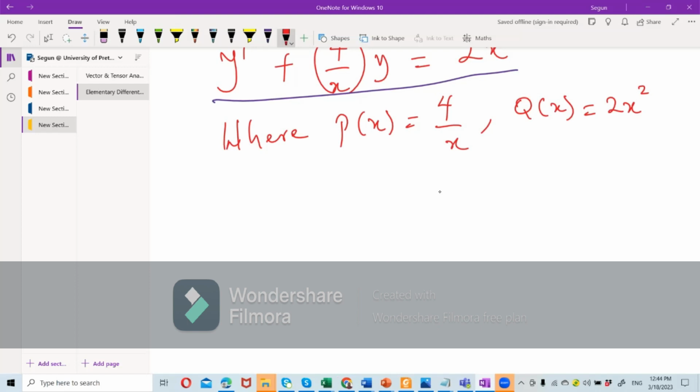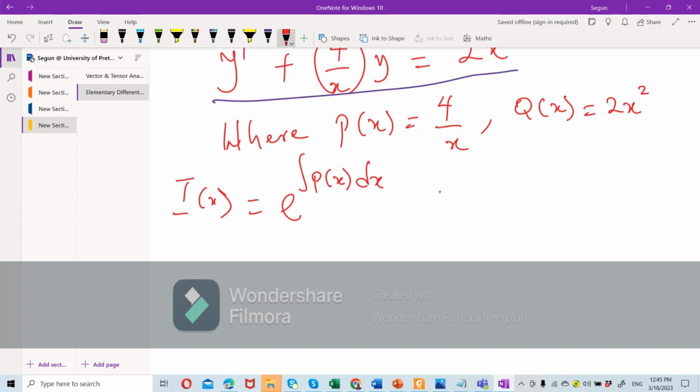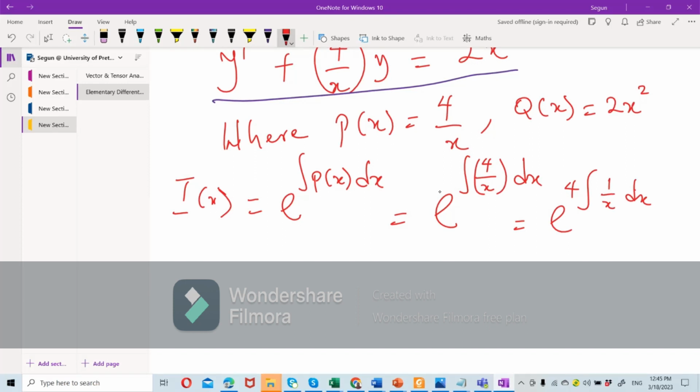So we'll proceed by saying our I of x, remember, which is the integrating factor, is the exponential of the integral of p of x dx. So it is the exponential of the integral of 4 over x dx. In this case, I can take my 4 out, exponential 4 times the integral of 1 over x dx. We all know that when you integrate 1 over x, it will give you ln x. So at the end of the day, you have exponential 4 ln x.